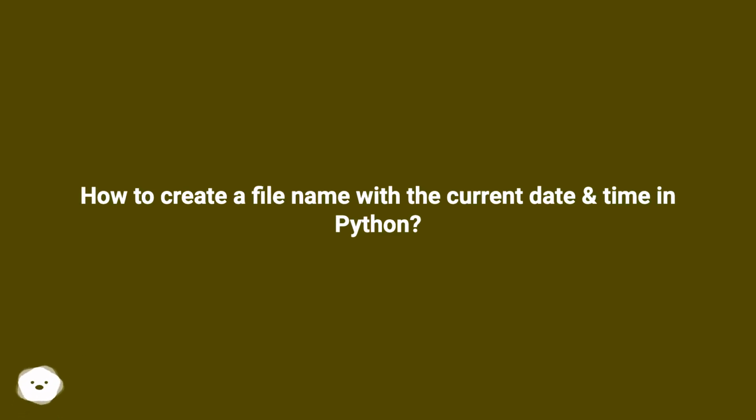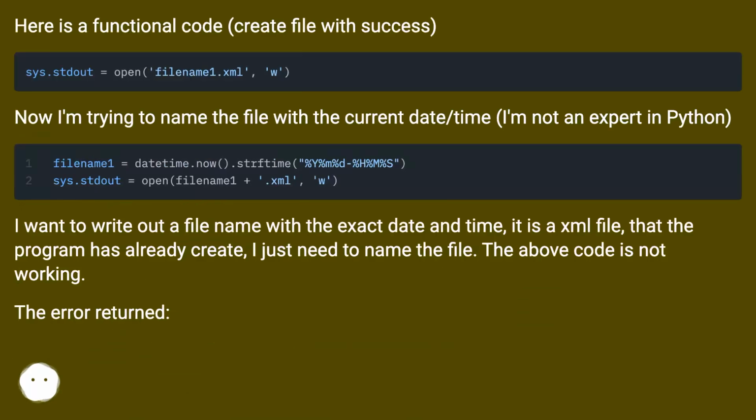How to create a file name with the current date and time in Python. Here is a functional code. Create file with success.